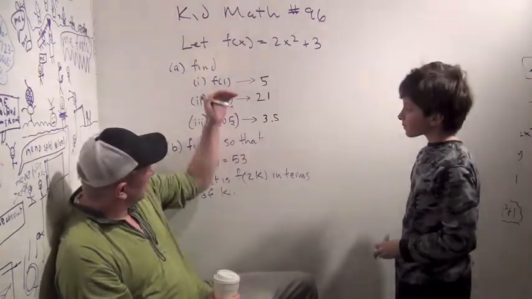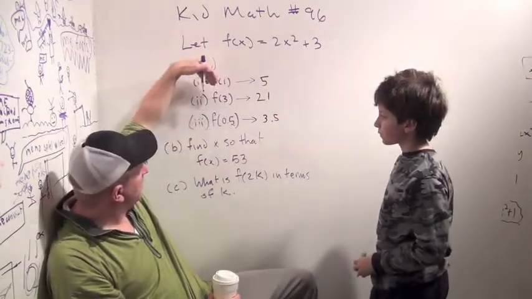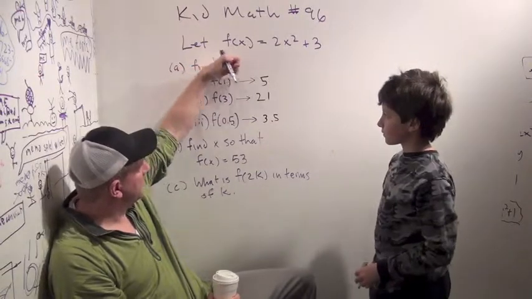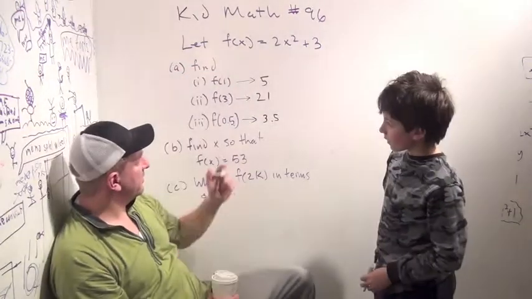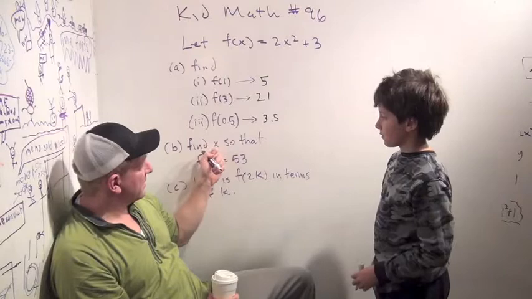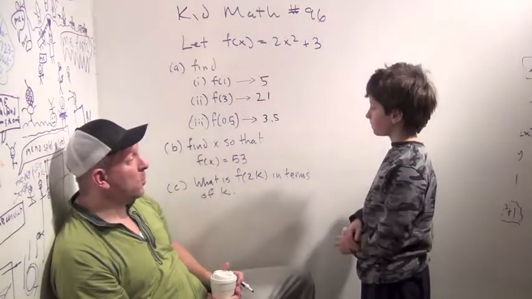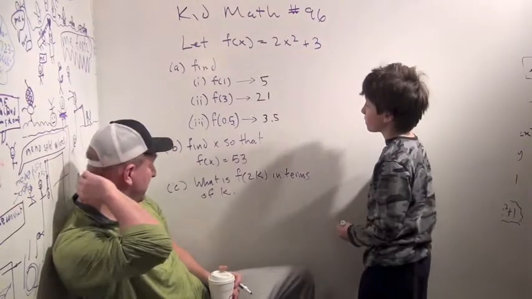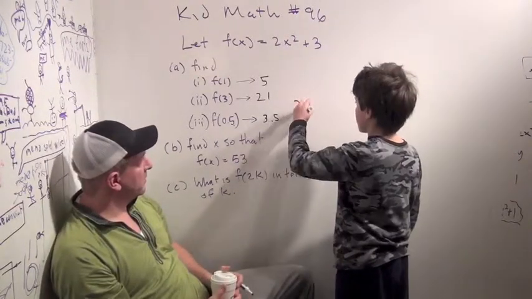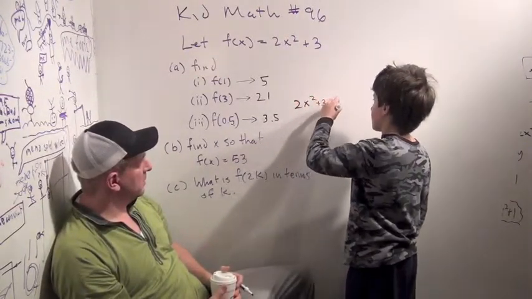Okay. So on this part of the problem, all we're doing is taking the input and figuring out what the output is. Okay. Now we're going to do that backwards. Find an x so that f of x is 53. Find an x so that f of x is 53. Well, that means 2x squared plus 3 equals 53.